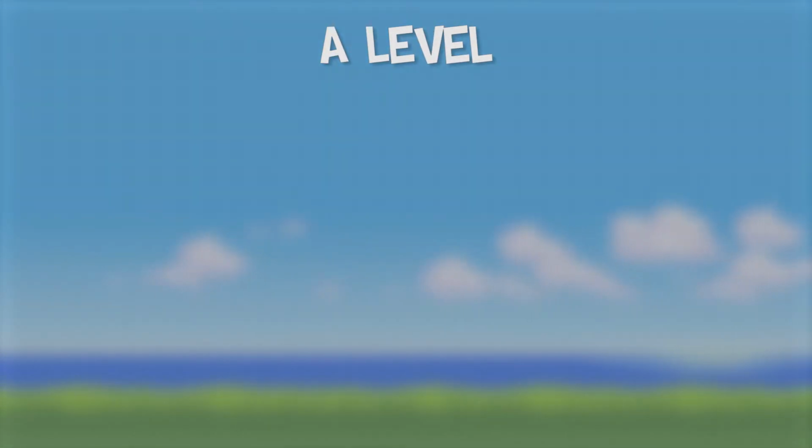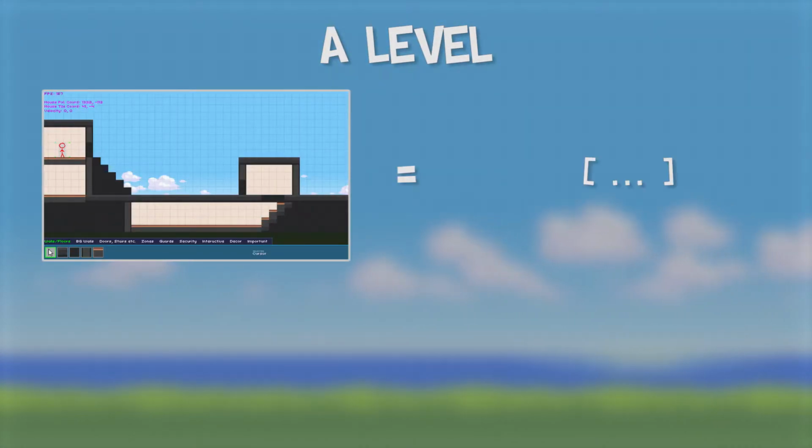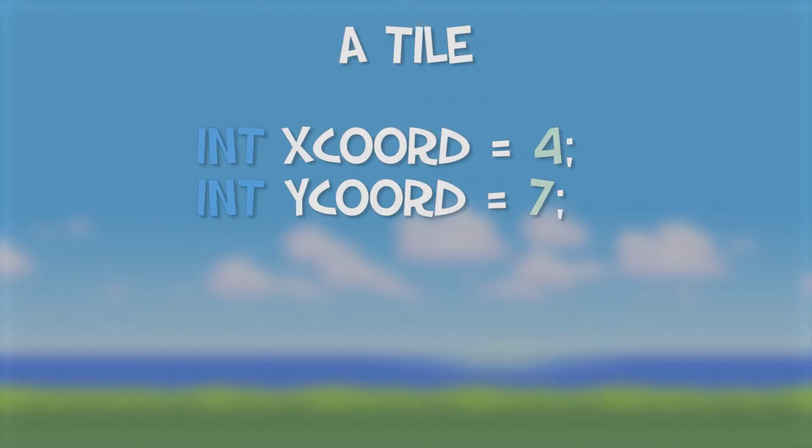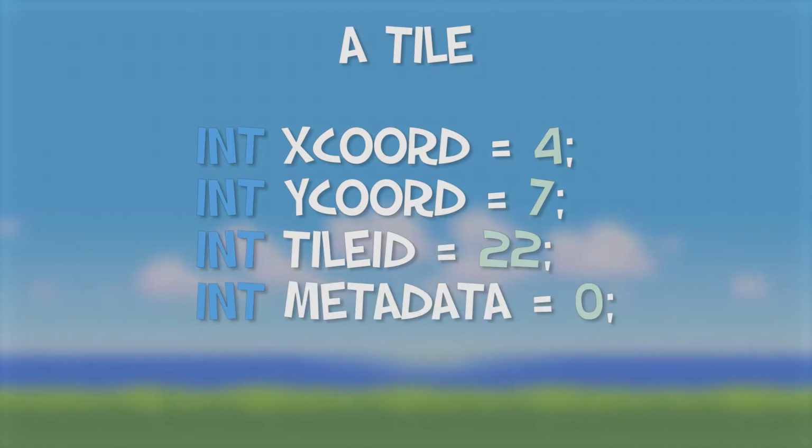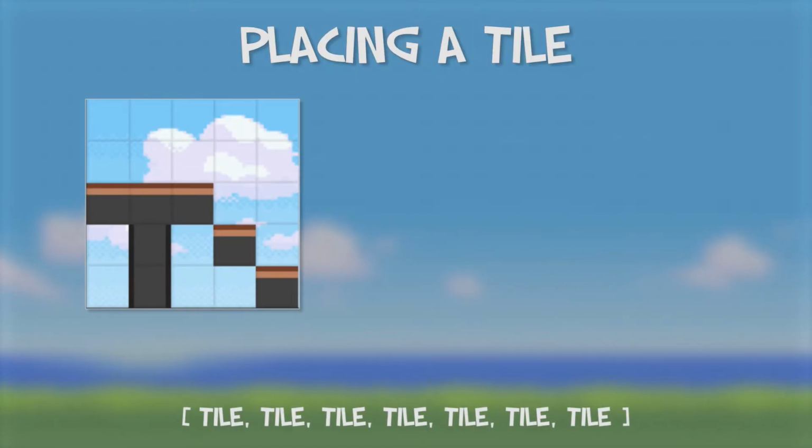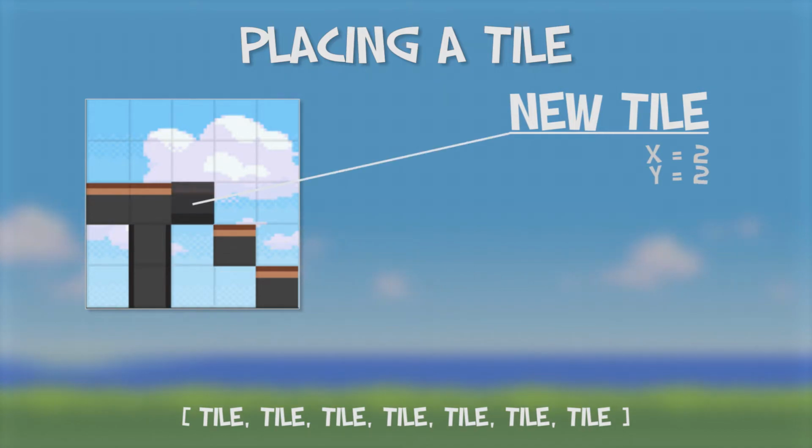And yeah, so how does it all work? Well, first you need to know what a level actually is. A level is actually just an array of tiles. Each tile has its own X coordinate, Y coordinate, tile ID, and metadata. The X and Y coordinate are for the position of the tile, and tile ID and metadata are for the texture and some logic.